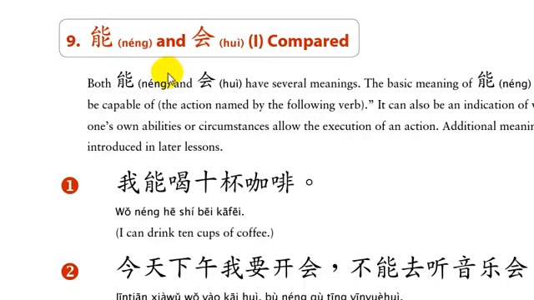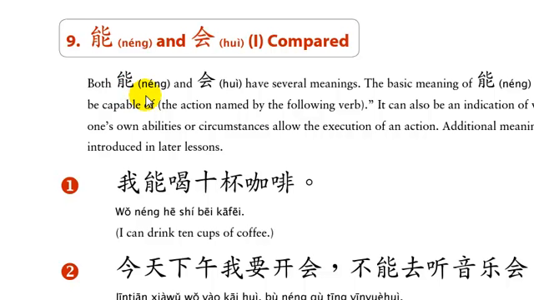And both 能 and 会 in English basically translate into can. Okay, 我能喝10杯咖啡, I can drink. But there are some basic differences between 能 and 会, and they're kind of hard to grasp. So this is going to be the initial introduction to how they're different. But as you continue to study Chinese, they'll become more clear. They'll remain fuzzy for a little while.